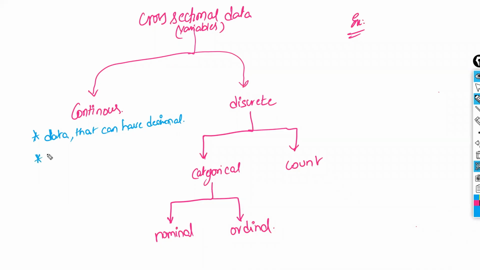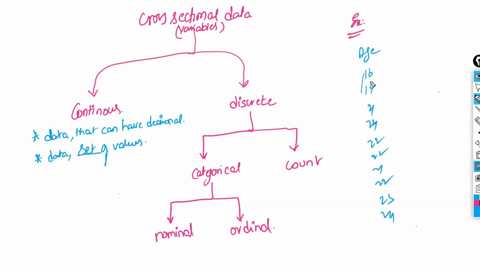Second, the data where we can work on the continuous means by considering a set of values, only then it has meaning. For example, in this class, the students' ages are there. Let us assume the ages are 21, 24, 22, 22, 21, 22, 23, 24, something like this. So we have the students like this.